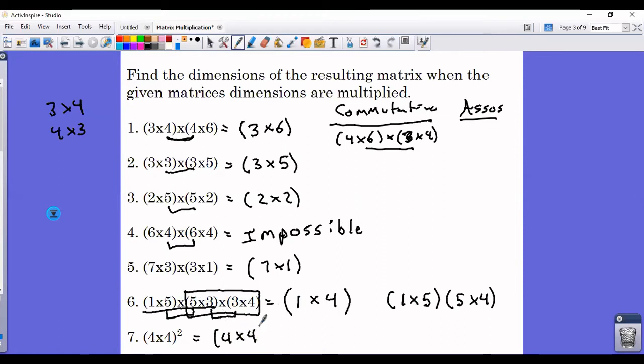All right, so what's a 4 by 4 times a 4 by 4? Remember, if you square a 4 by 4, you have to multiply it twice. So you would get a 4 by 4, but you just can't square all the numbers inside of it.